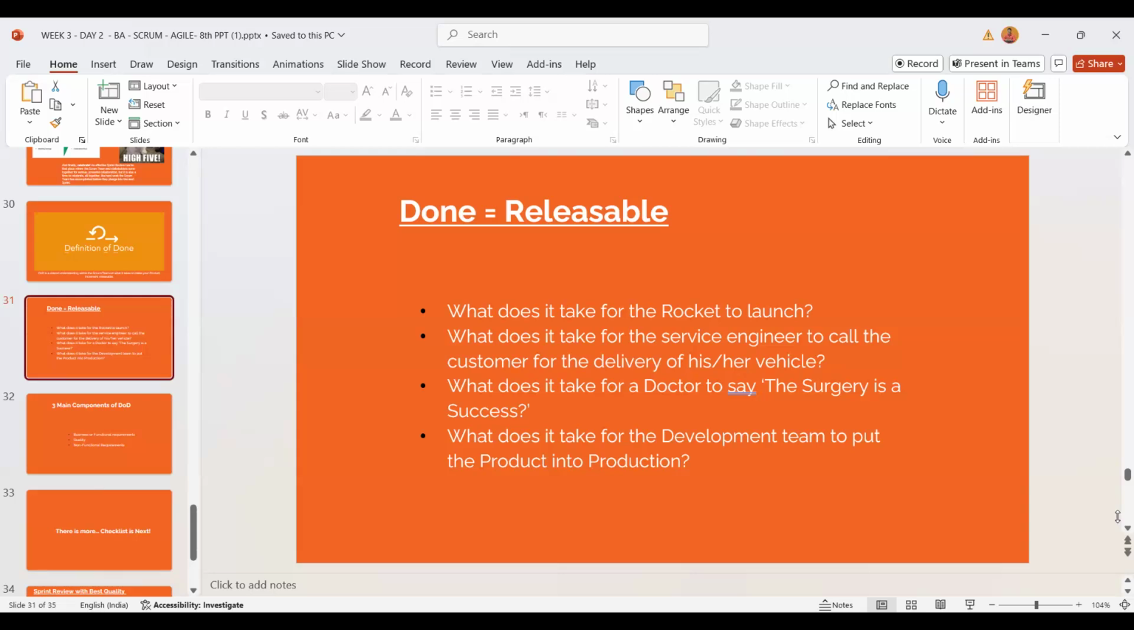What would you do to say that, okay, the vehicle is ready to be delivered? Before that, what would you be doing? Test drive. Okay. For example, a service engineer can't say that. A few things related to dent and paint cannot be covered in a test drive.